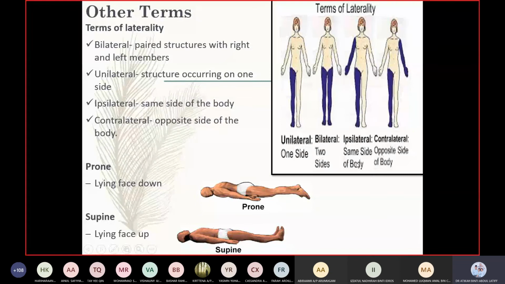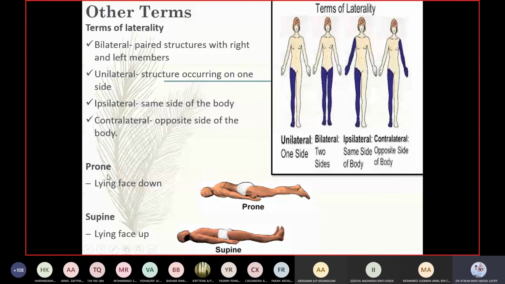If it is on the same side of the body, as usually in the cerebellum, so if there is a stroke in the cerebellum, you have ipsilateral weakness. Meaning the stroke happens on the right side of the brain, and the weakness is also on the same side, the right side, then you call it ipsilateral. If it's on the opposite side, for example the stroke is on the right side of the brain but the weakness is on the opposite side, then you call it contralateral weakness. The most common use is in stroke or brain disease.